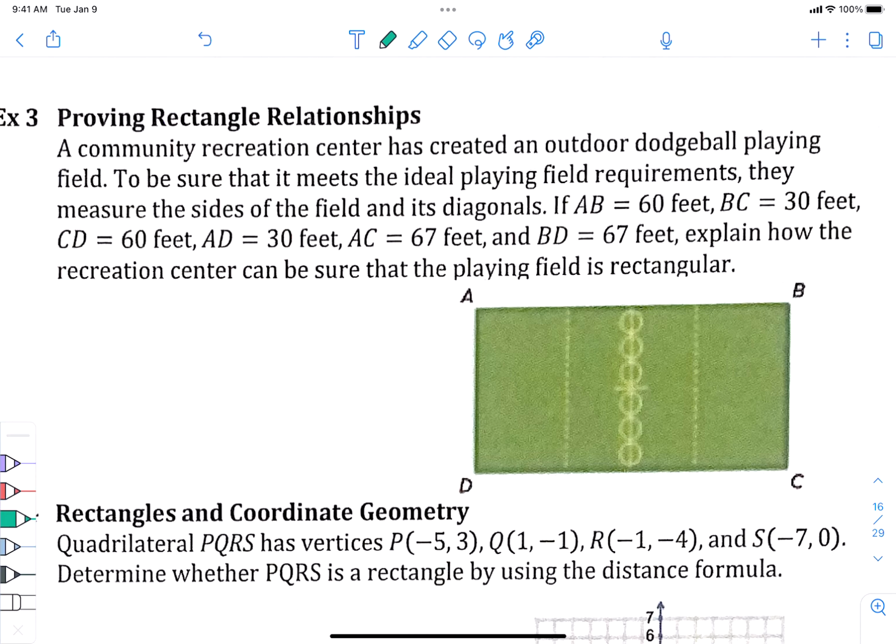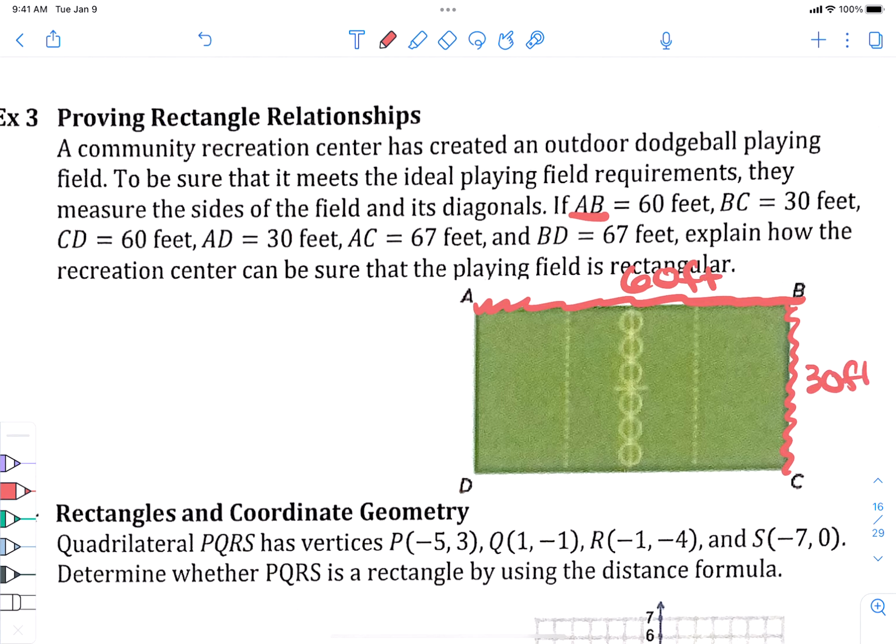To be sure that it meets the ideal playing field requirements, they measure the sides of the field and its diagonals. Okay, so let's label some things. It says that AB is 60. AB is this top side here, that's 60 feet. BC, this length here, is 30 feet. CD is this guy here, which is another 60 feet. And AD is 30 feet.